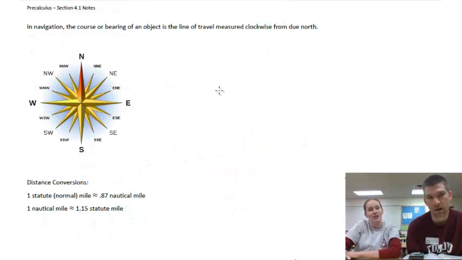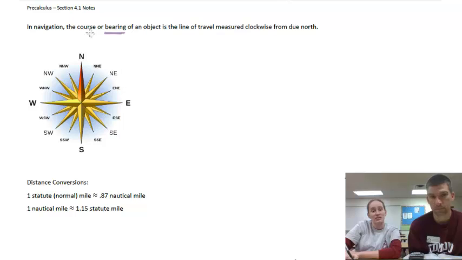Hey, so we're going to talk about something that you use trig a lot for, which is bearing. In navigation, the course or bearing, which we're going to see this word a lot, of an object is the line of travel measured clockwise from due north.